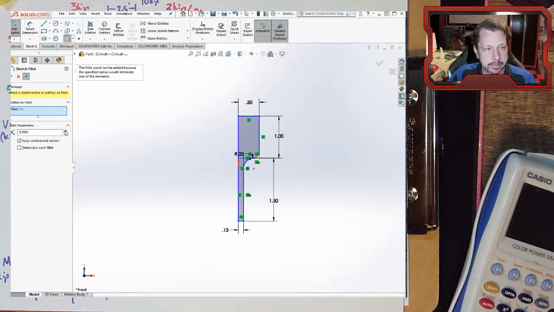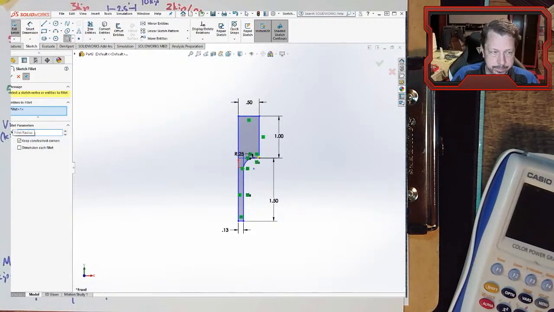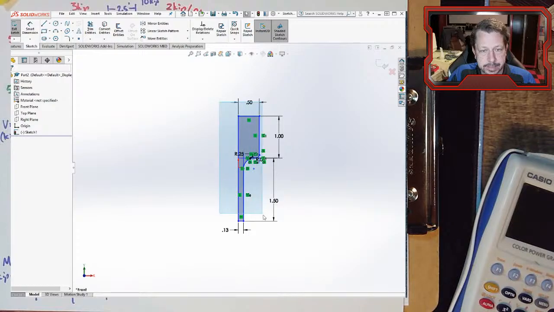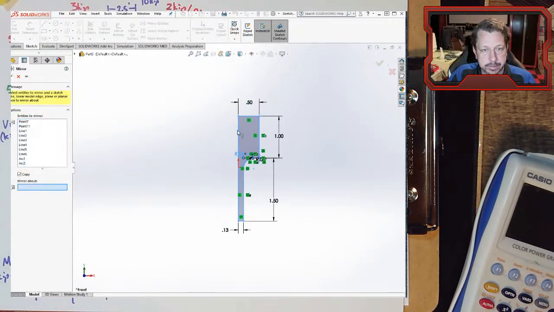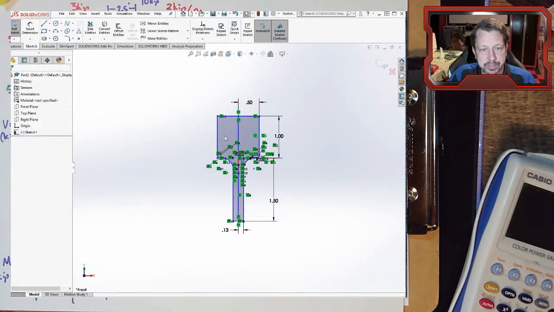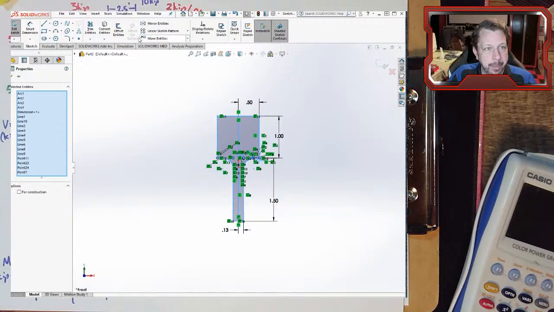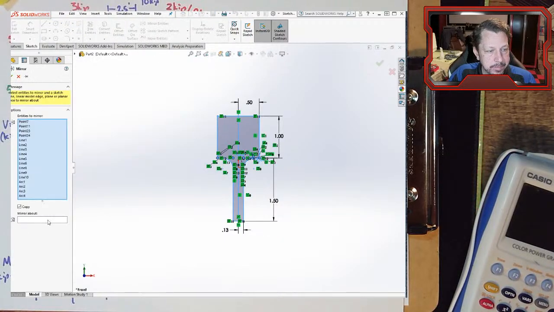Probably be bigger than that. No, guess not. Ooh, can't be that big. There we go. Just a little fillet on that corner. All right, and now we're going to take this model and we will mirror it. We'll mirror it about here. And then we'll take this model and mirror it about here.